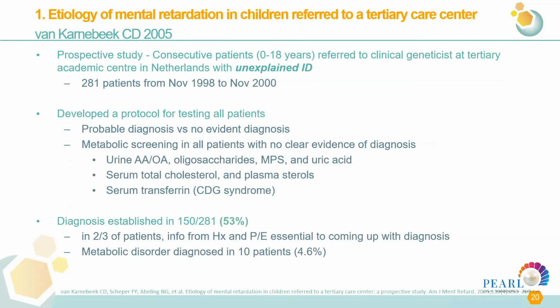So let's review some of the papers that discuss this. The first one is the etiology of mental retardation in children referred to a tertiary care center. This was published by Clara Van Karnep in 2005. It was a prospective study.